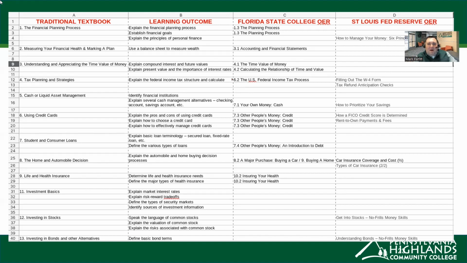Then I look at my OER resources, and to be honest, this spreadsheet has many more columns that go after letter D, but the two biggest ones were resources through a book published by a professor at Florida State College and some free materials through the St. Louis Federal Reserve. And you can see I was able to map, at least through the first 9 chapters, a lot of the learning objectives to those materials. And so that's how I make sure that what I'm developing is still in compliance with what I'm required to do as an instructor to match those learning outcomes. So this again is called OER mapping.